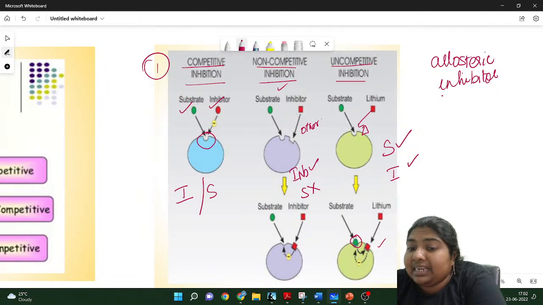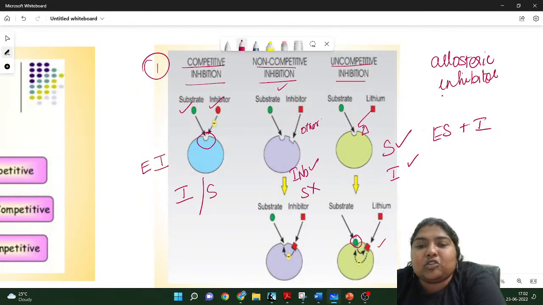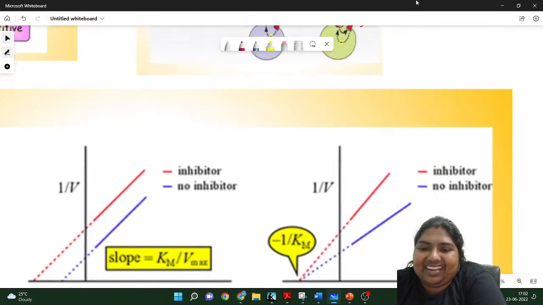Here, it binds to the substrate. So it binds only if the substrate is bound. It binds to ESI, while this one is EI. So that is the wrong one, I mean it is not your allosteric. Allosteric is going to be your non-competitive inhibitor only. Understood? Yes, nice. Okay, great, fine.